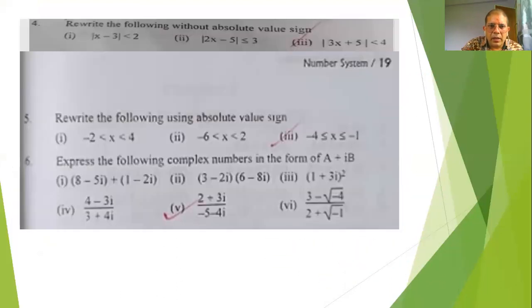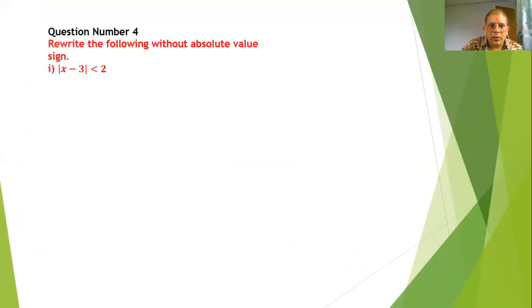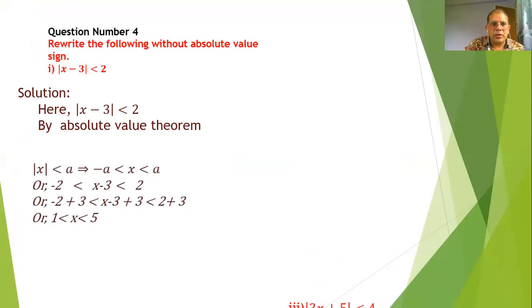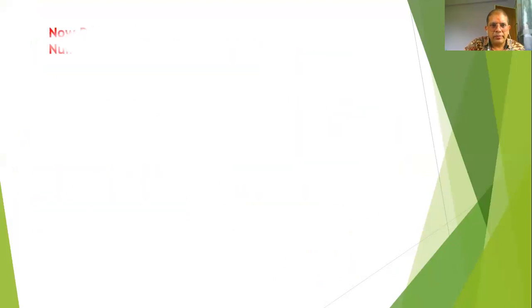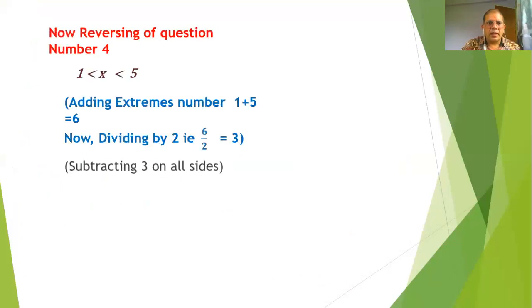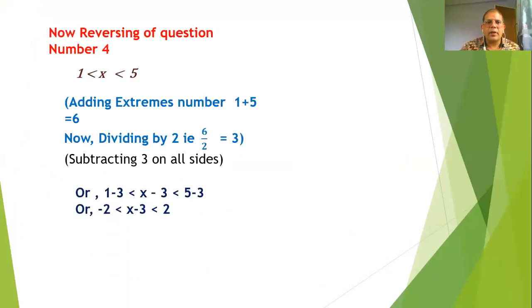Reversing of question number 4. So I want to give you again, subtracting 3 from all terms on all sides. So 1 minus 3, x minus 3 is less than 5 minus 3. You should subtract these 3 from here, from here, from here. Now you got minus 2 is less than x minus 3 is less than 2.